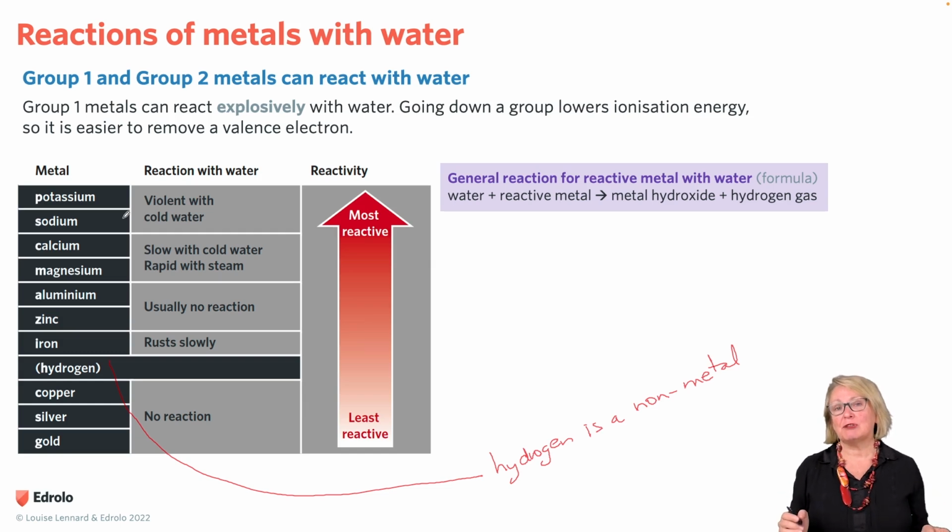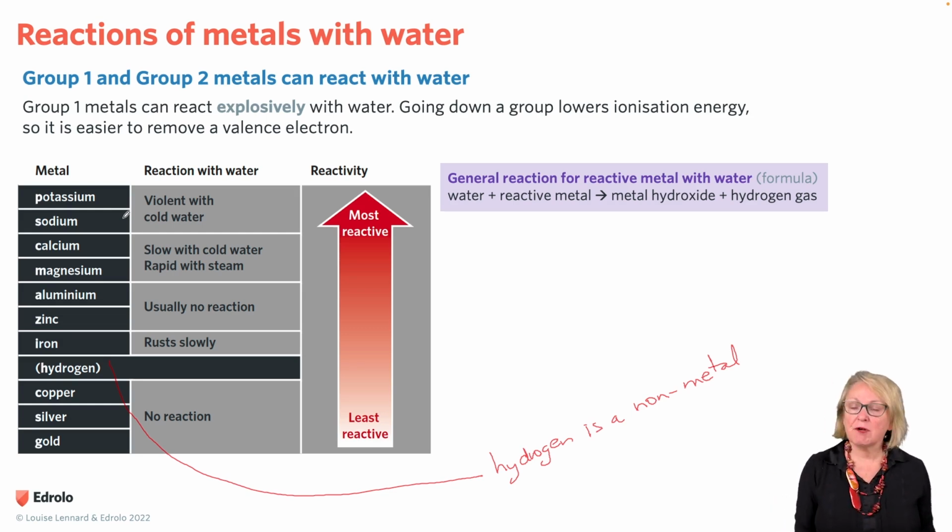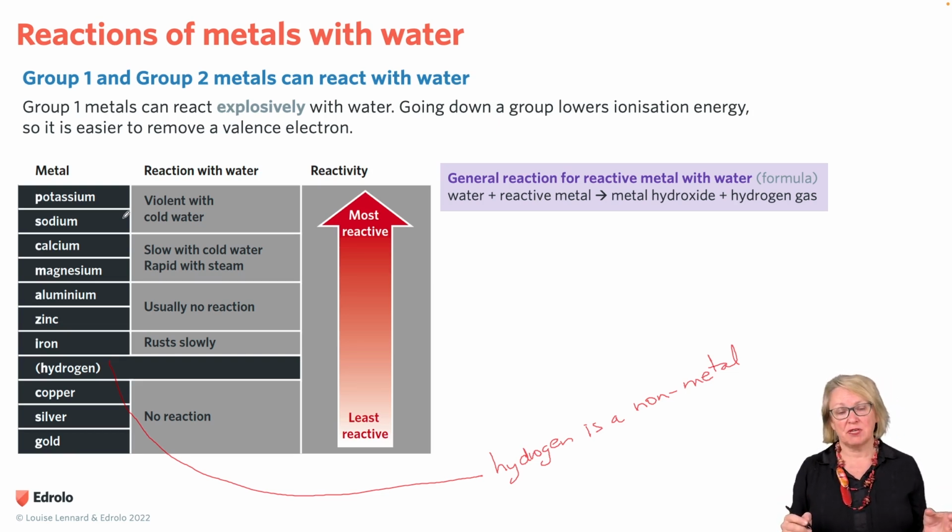If you want to, you can have a look at the periodic table of videos, and you can have a look at the University of Nottingham, where they put some of the group 1 metals into water and see them explode. And there's a link on this lesson to those videos. So the general reaction for a reactive metal with water: the water reacts with the reactive metal to produce a metal hydroxide and hydrogen gas. That's another formula that you should remember.